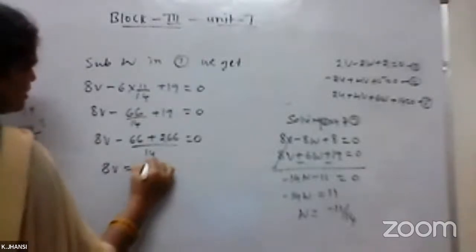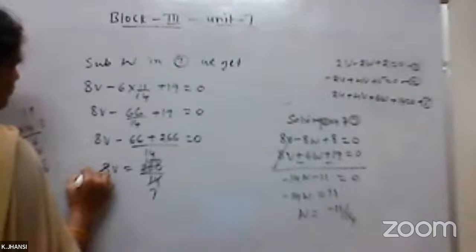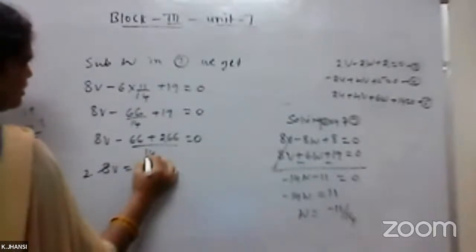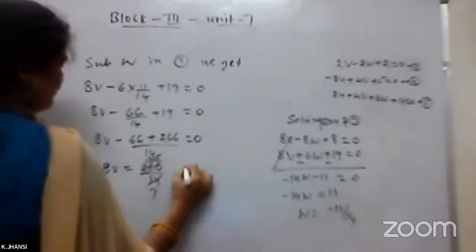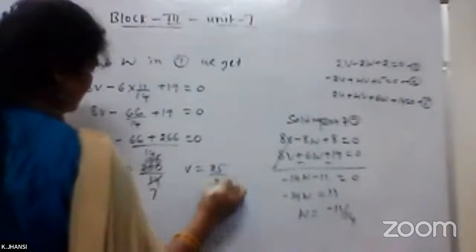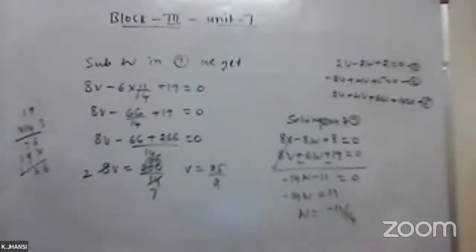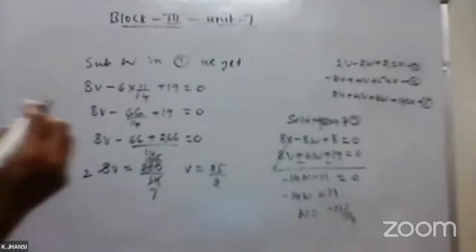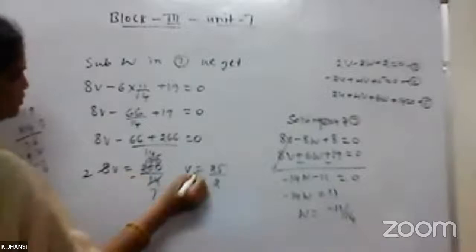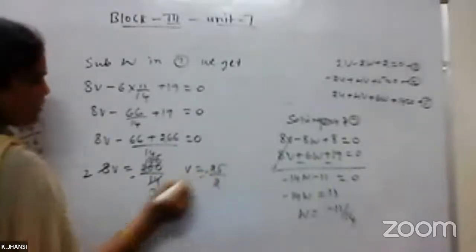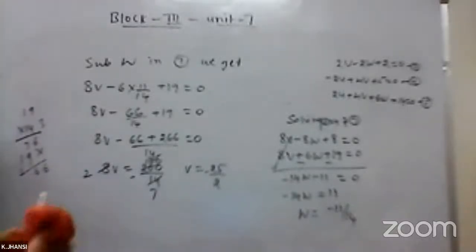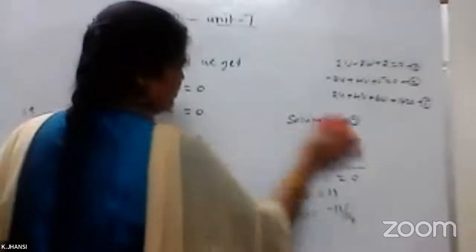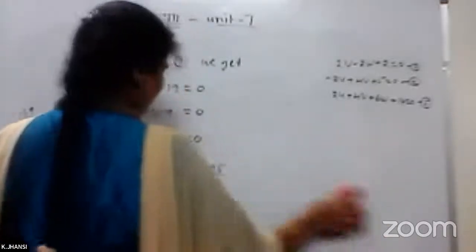2 sevens are 14. 4 twos are 8. 4 fives are 20. So v equals to 25 by 2. V is minus here. Minus we have. Okay. If it will go that side, you get plus value, no negative. So v is equals to minus 25 by 2. So for this problem, you are getting the very big values, and even fractions we are getting. So here we got w and v value.